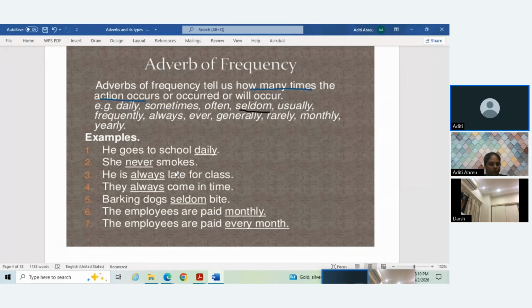I'm not able to see you, Darsh. Are you there? Yes. Hi. Sit properly, straight in front of the camera. Sorry. Tell us how many times. Okay, I'm just copying the definition of it.